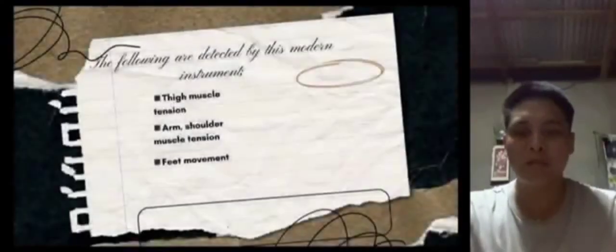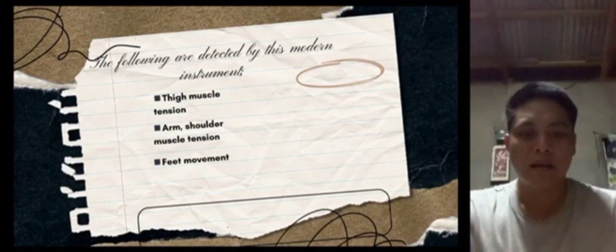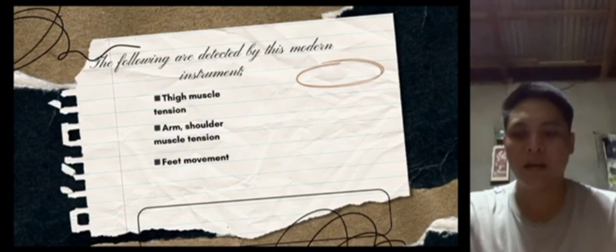The advent of computerized or digital polygraphs also ensured that aside from the above bodily changes recorded by analog polygraphs, the following are also detected by these modern instruments. First, thigh muscle tension. Second, arm and shoulder muscle tensions. Third, foot movements. In polygraph, there are five definitions of terms.